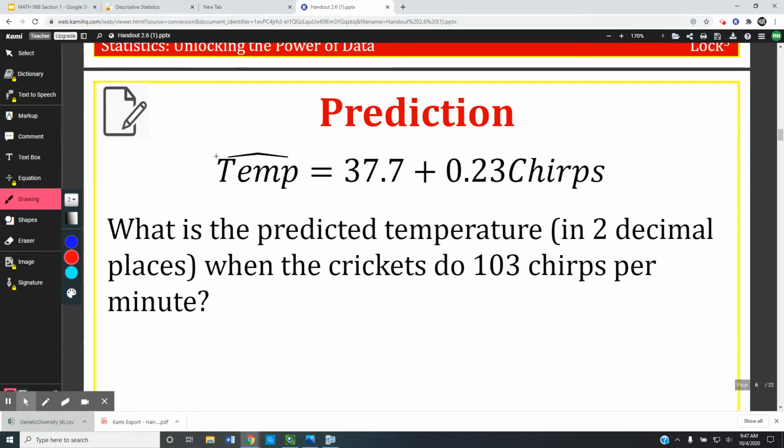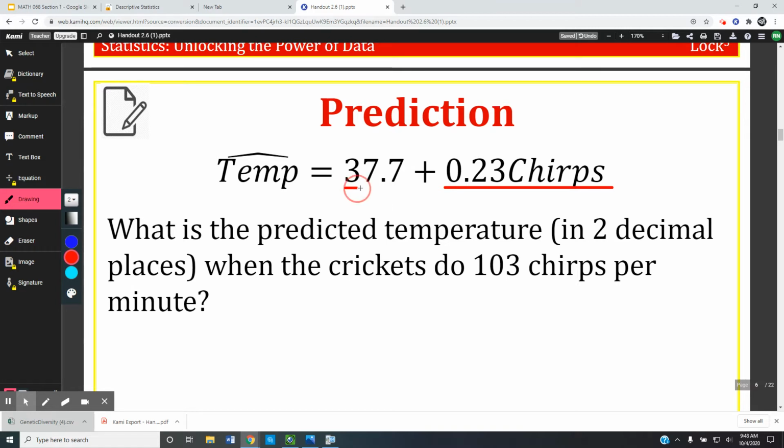And I'm going to say that one more time. This value right here is interpreted as an increase of 0.23 in temperature, because remember, that's what we're predicting. An increase of 0.23 in temperature for every one additional chirp.